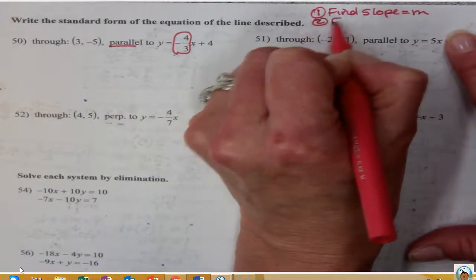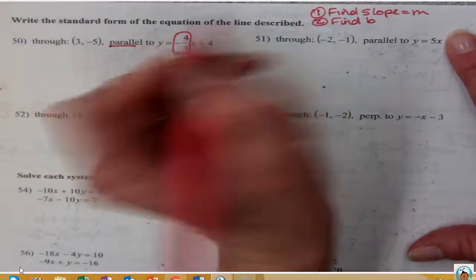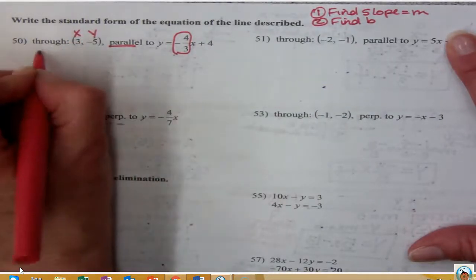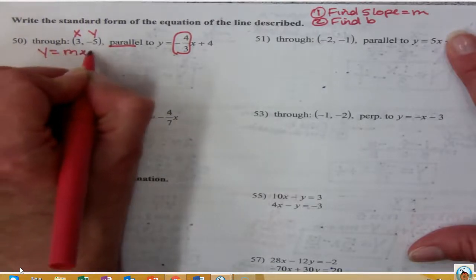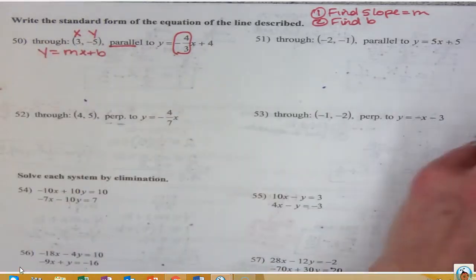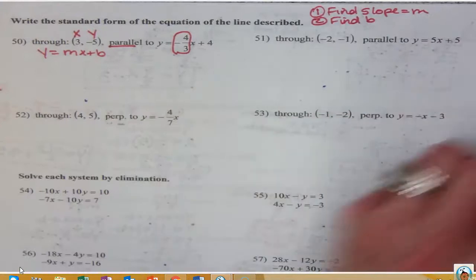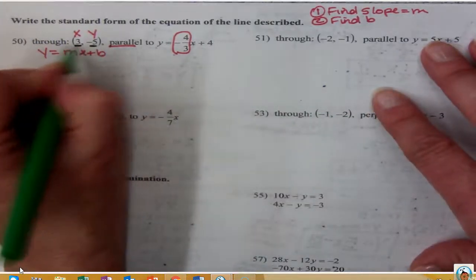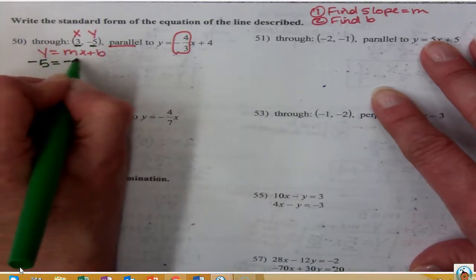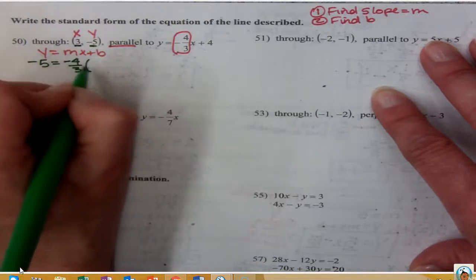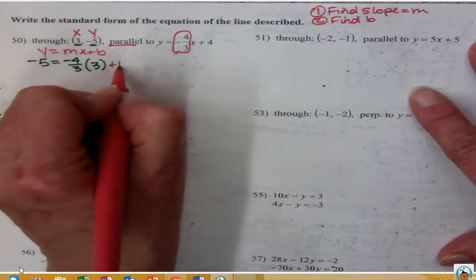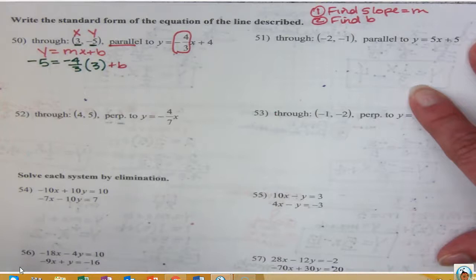Now we've got to find our b. So let's find the b. We've got, this is our x, this is our y. We're going to take our equation, and I'm going to plug in this slope, and I'm going to plug in those numbers in for my x and my y. So I'm going to plug in this and this. -5 equals my slope of -4 divided by 3 times my x, which is 3, plus b. So the only thing missing is my b.